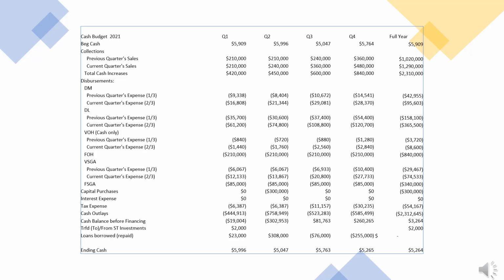But now our loans are still pretty hefty. If you'll recall, we've got $308,000 here and $23,000 here. So this $76,000 is a nice down payment, but it doesn't quite liquidate the loan. In Q4, however, we are able to pay the rest off. We don't have any surplus money, but at least we were able to pay off the loan and end the year with no loans and no surplus cash.